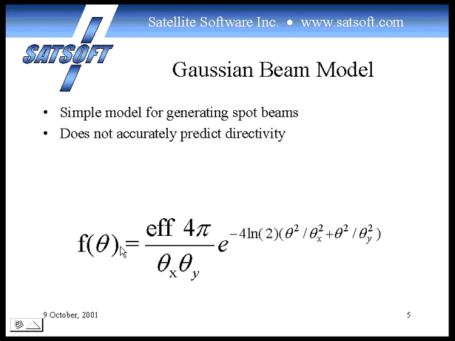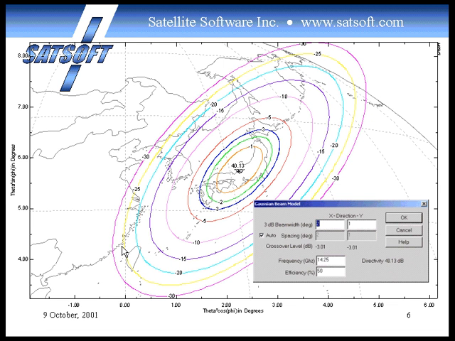In fact, you can set the efficiency to anything you want, and so set the directivity to whatever you want. 10 log f is the directivity in dB. Note that beam shape is parabolic in terms of dB. The model is good for drawing pretty pictures like this. It's very easy to use. You enter the major and minor beam widths, and the rotation of the beam can be achieved using the boresight rotation in SATSOFT.